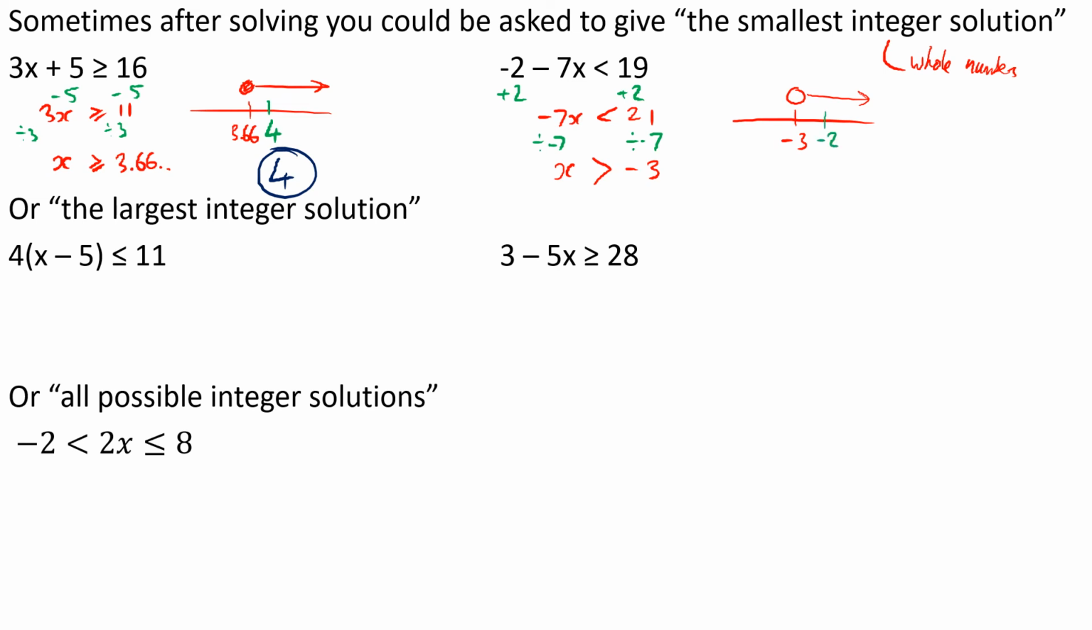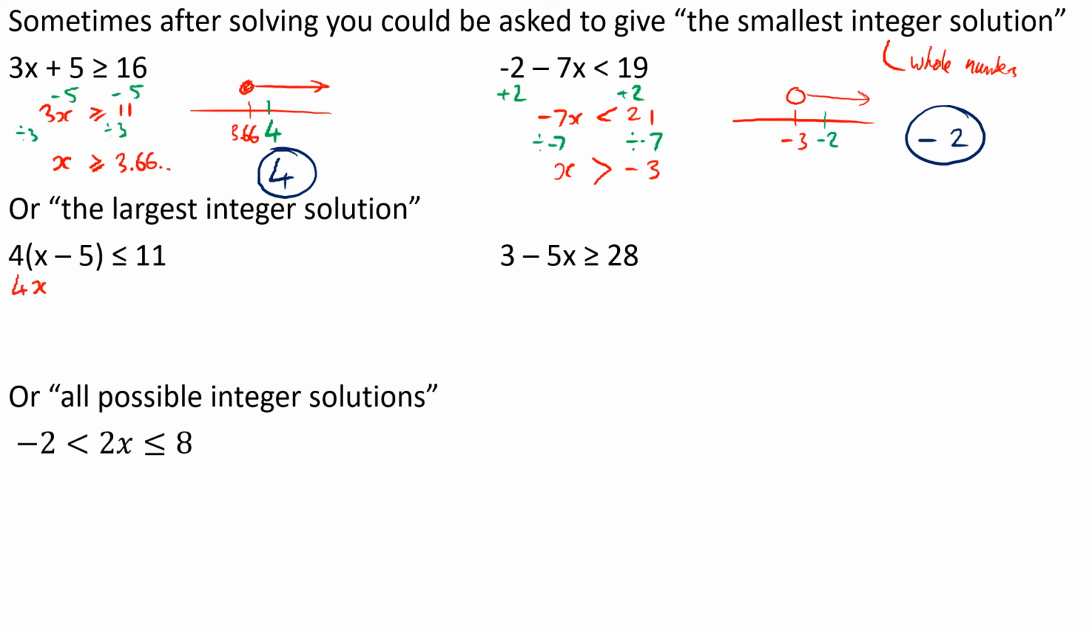Remember, we don't count minus 3 because we are greater than minus 3, or are not greater than or equal to it. So our final answer there would be minus 2. Okay, let's move on, look at some larger integer solutions.